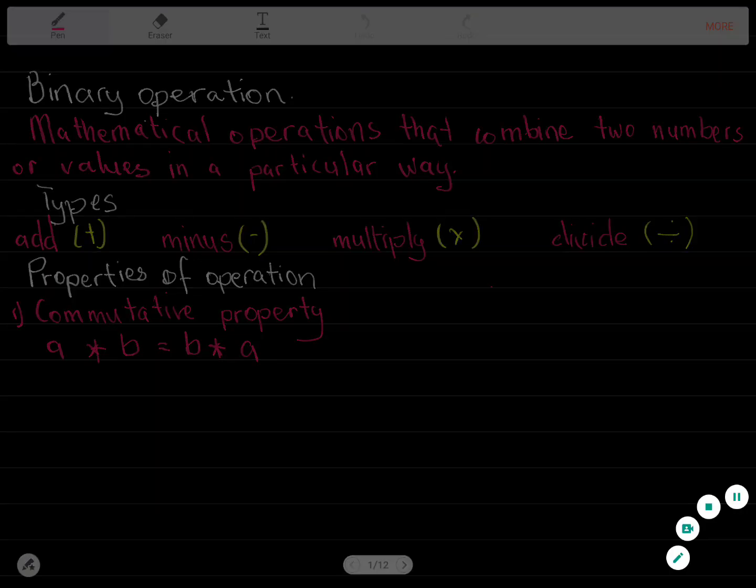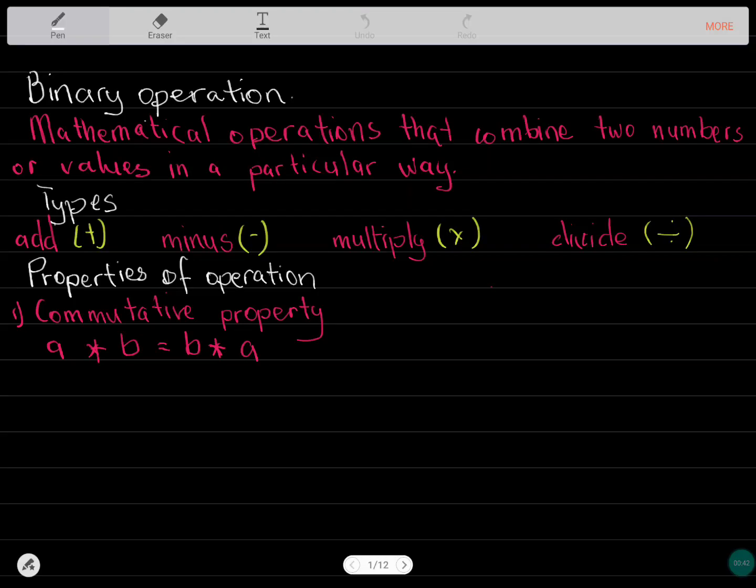These symbols can combine numbers or values in a particular way. So what do we mean by combine? Let's say if we have 2 plus 4, we all agree that is 6. If we are to have 4 minus 2, that is going to give us 2. 4 times 2 is 8. 8 divided by 2 would give us 4. So we already know the rules that we use when we are combining numbers using addition, minus, multiplication, and division.